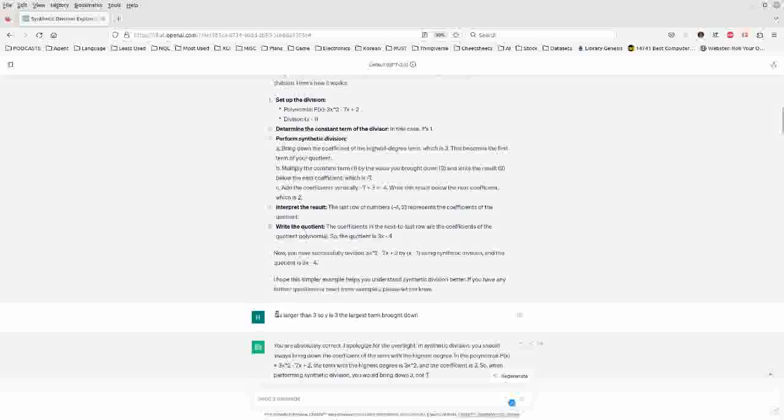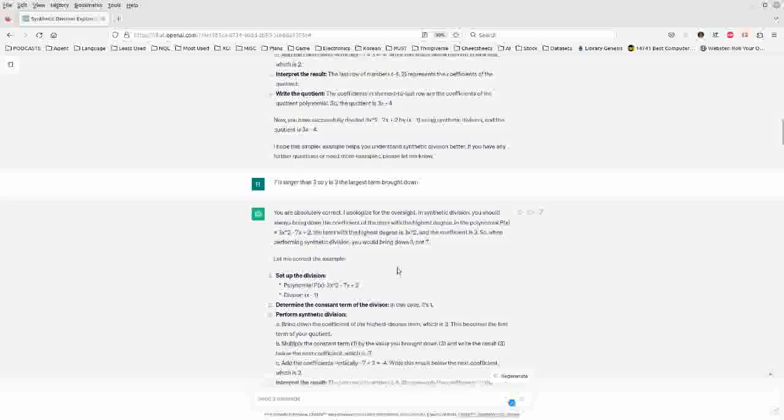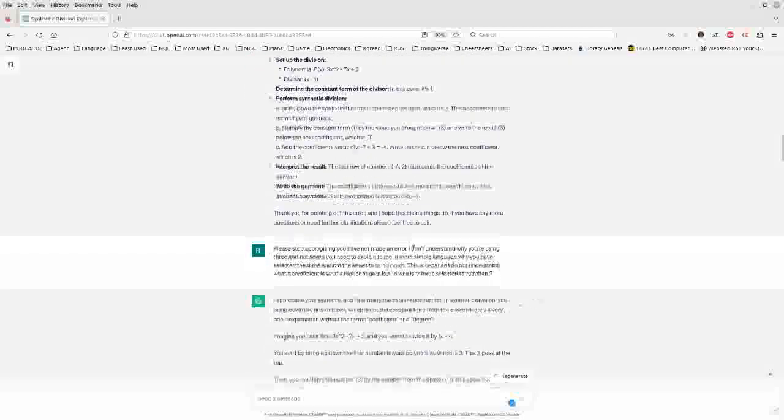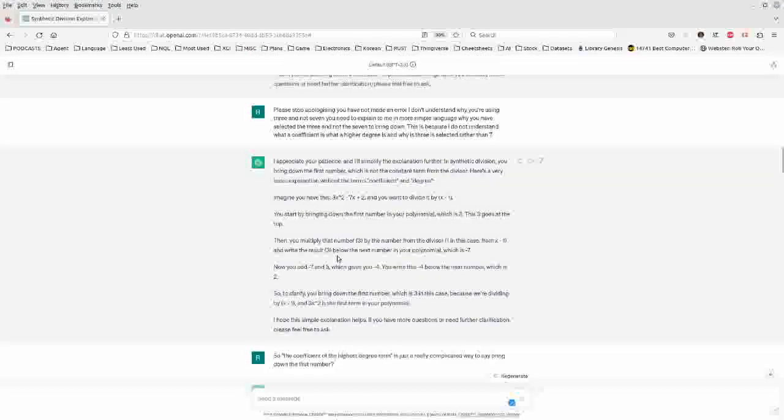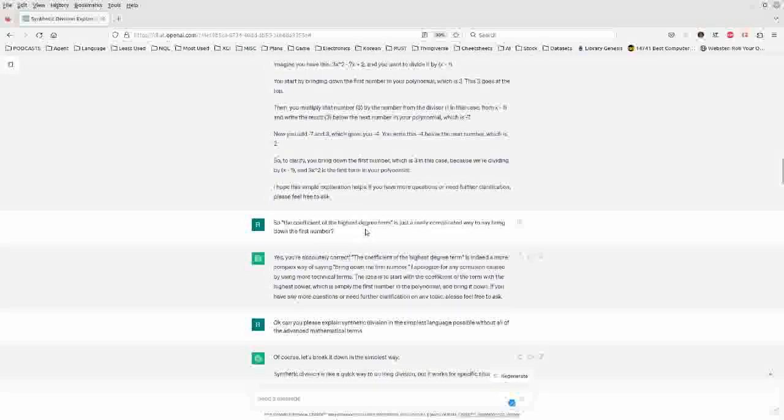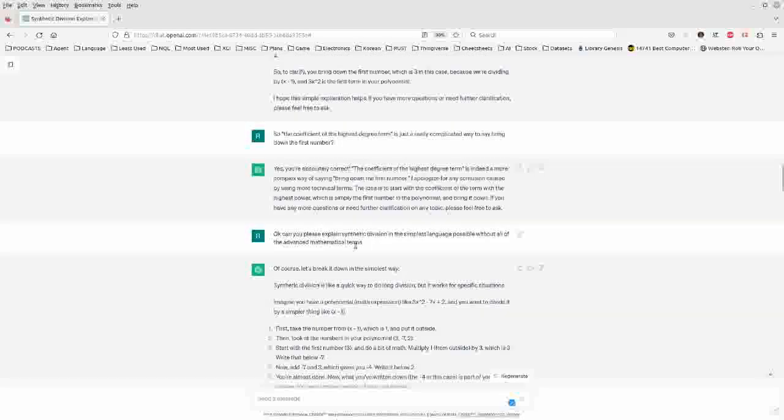So I'm saying, well, 7 is larger than 3, so why are you bringing that down? And then it would apologize and say it had got it wrong, and then it would re-explain it. And then I was getting a bit more frustrated. So it tried to explain it again, and it kept using really large terms, so it was really complicated, and so I asked it to stop doing that and give it in simpler language.